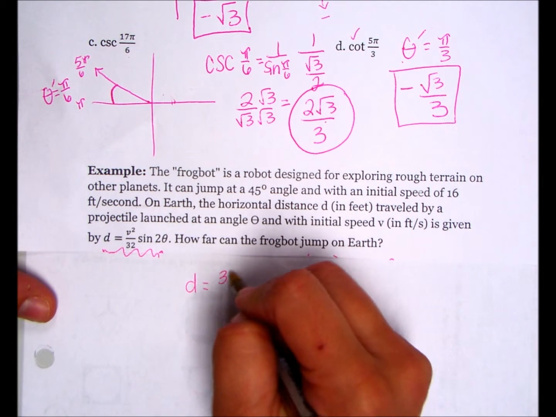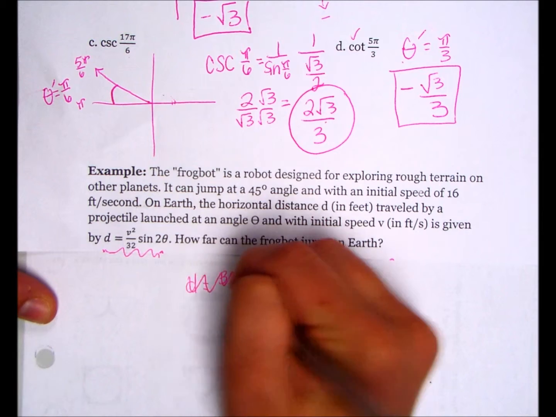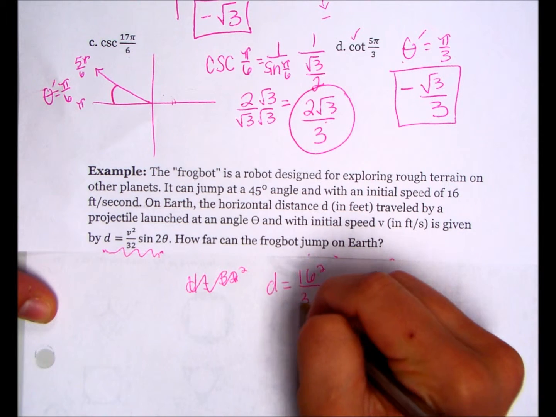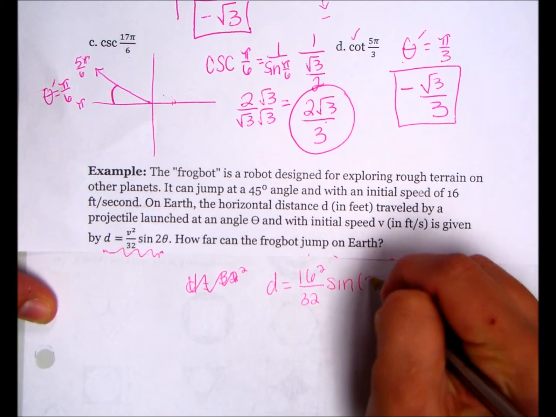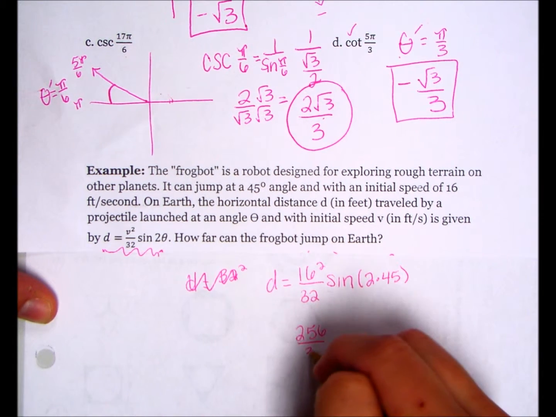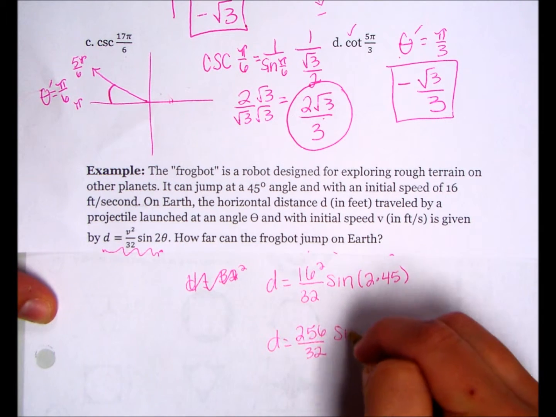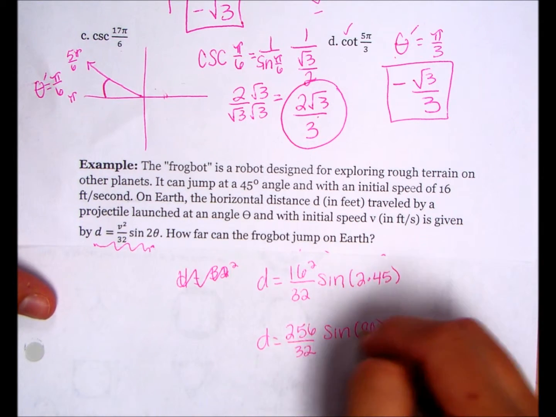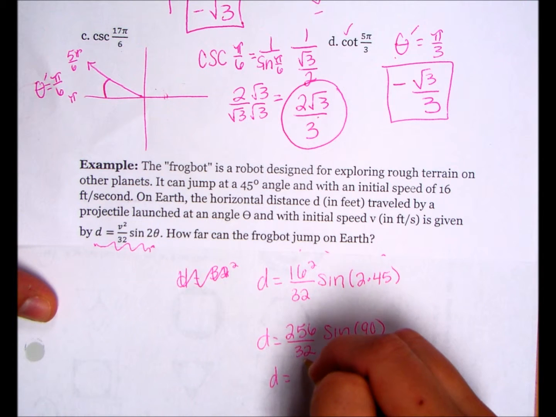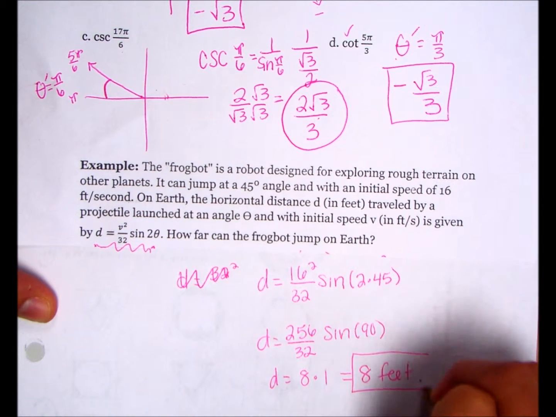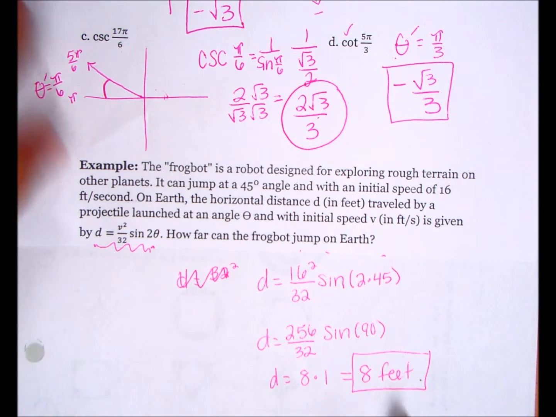So this is then just 16 squared, your initial speed, over 32, times sine of 2 times 45. 16 squared gives me 256 over 32. Sine of 90. Well, I know the sine of 90 is 1. And I know that 256 divided by 32 is 8. So this is 8 times 1, or 8 feet. So pretty much just plugging it in, understanding your trig functions here.